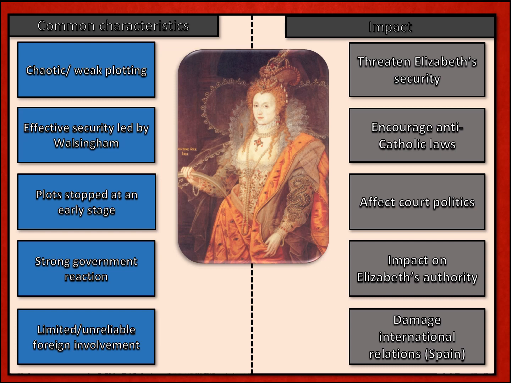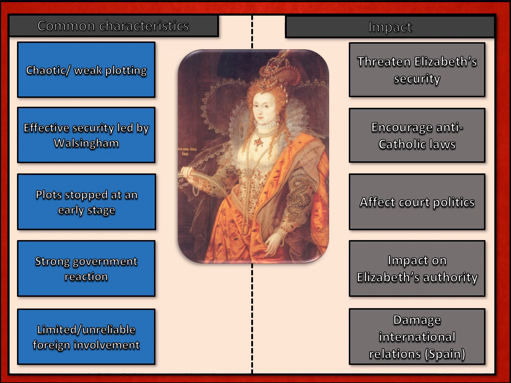Okay, now we're going to cover quite a lot of material, so you might like to look for the following themes in the presentation, maybe to help things to stick in your memory. So maybe look for the following common characteristics of the plots. So look out for chaotic and weak planning, leading to the plots falling apart. Look out for some effective security by Elizabeth's security forces, led by Francis Walsingham in particular.